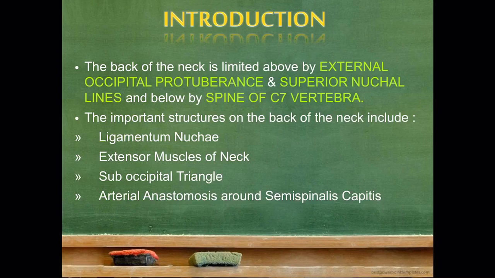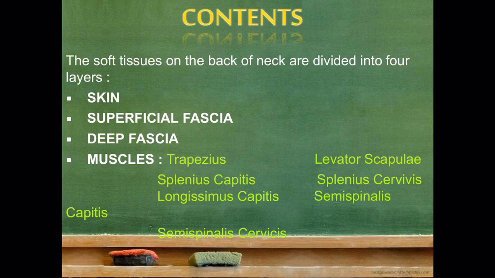Introduction. The back of the neck is limited above by the external occipital protuberance and superior nuchal lines, and below by the spine of the C7 vertebra. The important structures on the back of the neck include the ligamentum nuchae, extensor muscles of the neck, the suboccipital triangle, arteries and muscles around the semispinalis capitis.